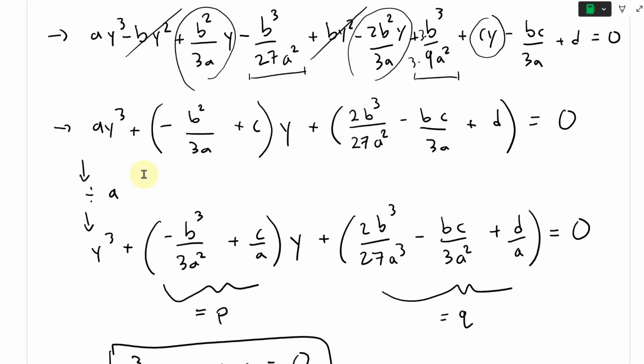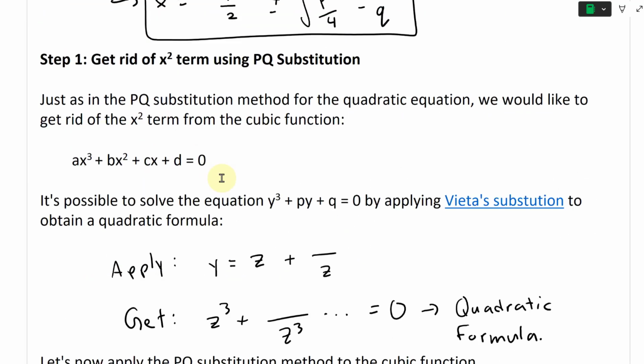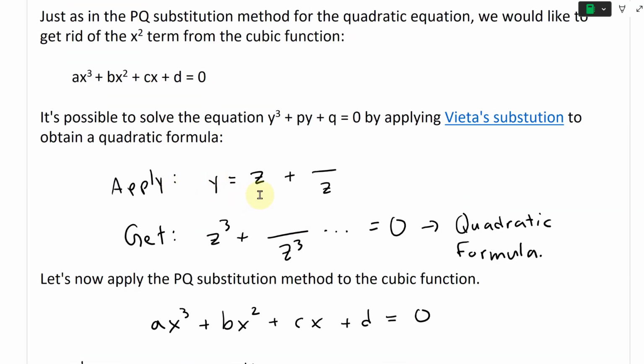And if I scroll back up, basically what I showed here is that if we apply this Vieta substitution, y equals z plus a number divided by z, just any number there, or the one we're going to eventually determine, and it's just a function like this. So we transform it, and then we're going to get z cubed plus a number divided by z cubed equals 0, and we can transform this into a quadratic equation.